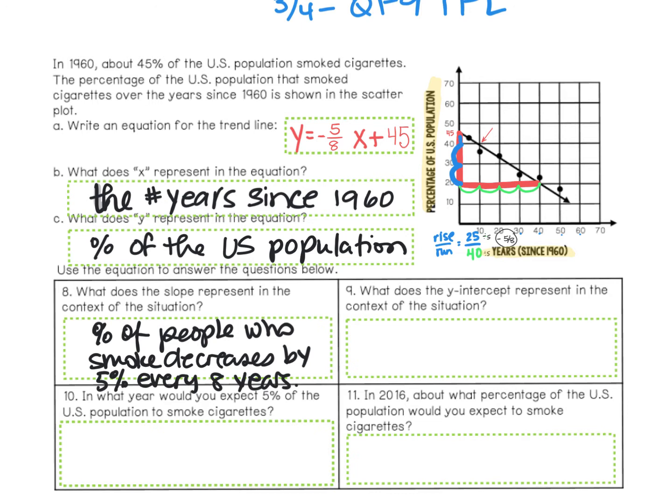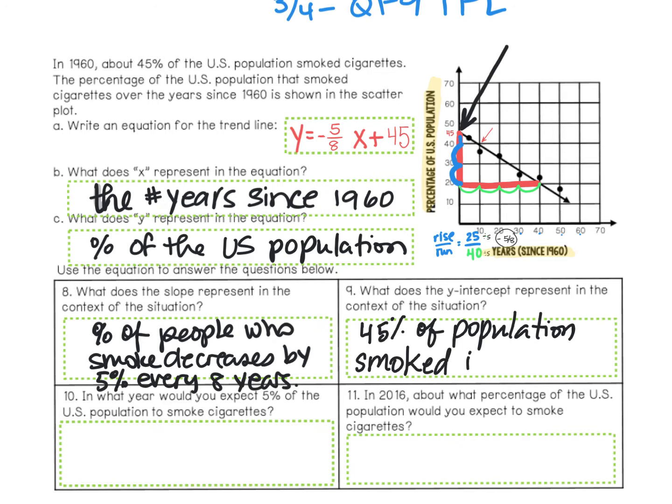The y-intercept, remember we identified that to be right here at 45. Well, what does that y-intercept represent in context? It represents that 45% of the population, that's your y-intercept, it means that there were 45% of the population that smoked in the year 1960. Because remember, your y-intercept is where x is 0. Well, on this graph, x is 0 at the year 1960.